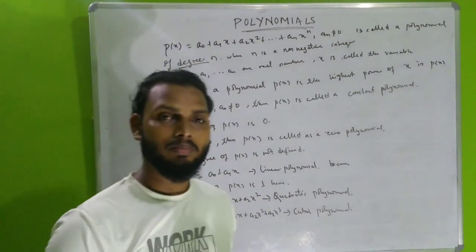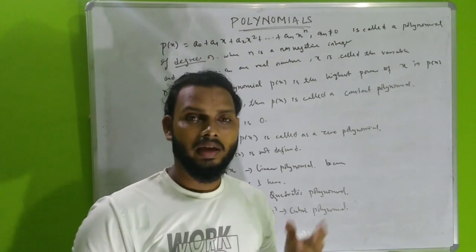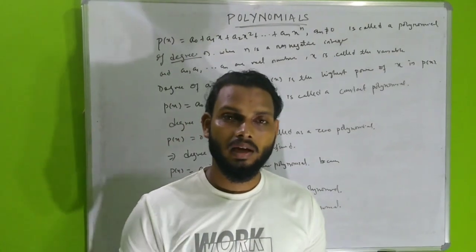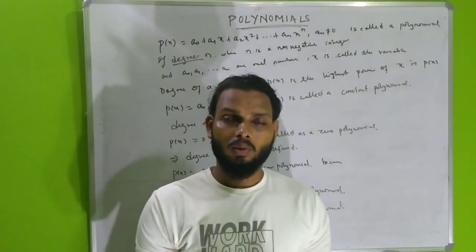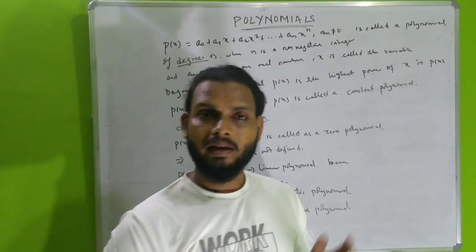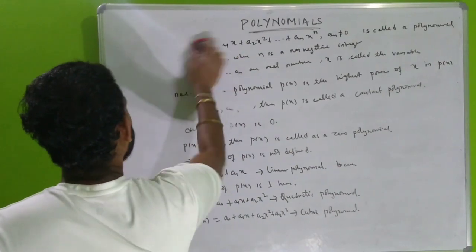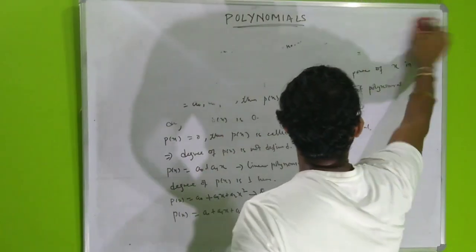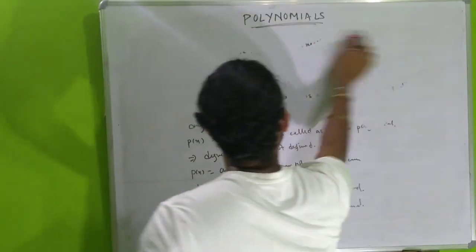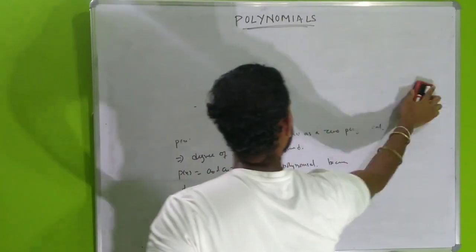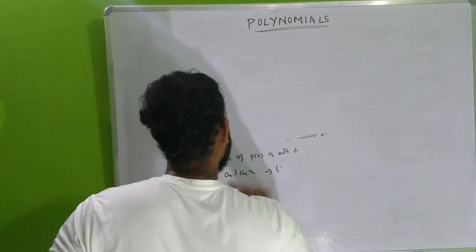Let me give you some particular examples of a constant polynomial, a linear polynomial, a quadratic polynomial as well as a cubic polynomial. Let us give some examples. Let me say p of x is equal to 2. Suppose p of x is equal to 2.